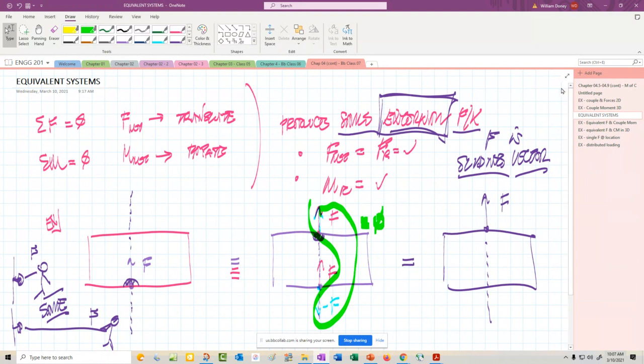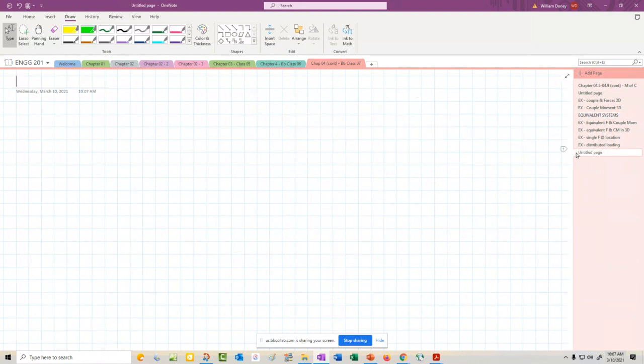Okay? Let's do another little more complicated equivalent system. Nope, doesn't want to do it. Oh boy. You wouldn't think my typing would be worse than my handwriting, but.